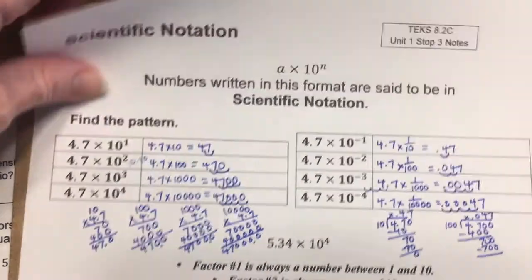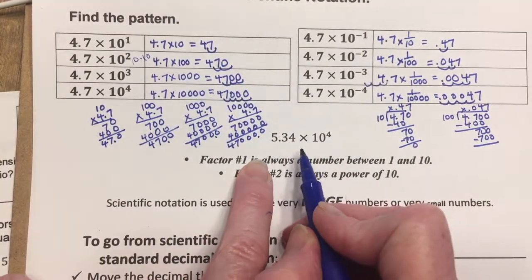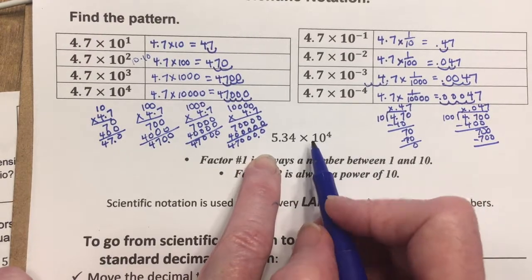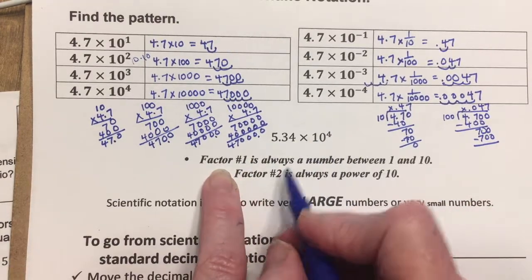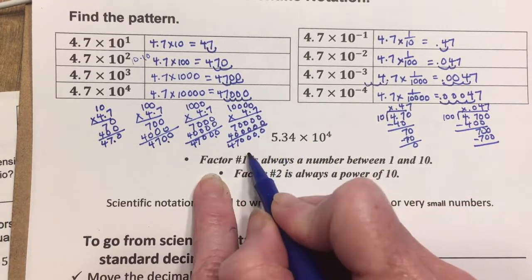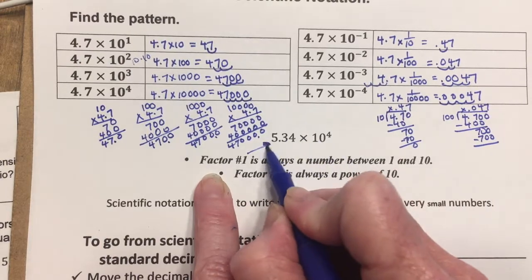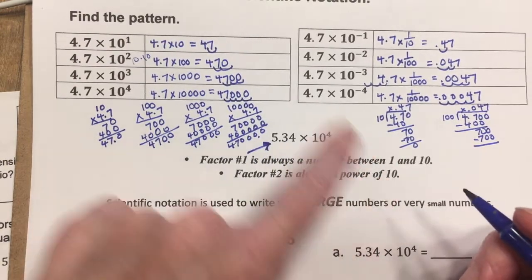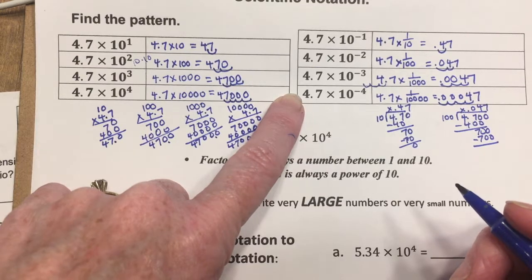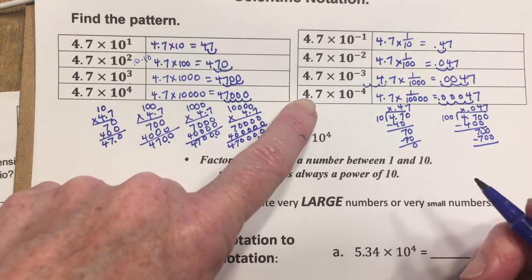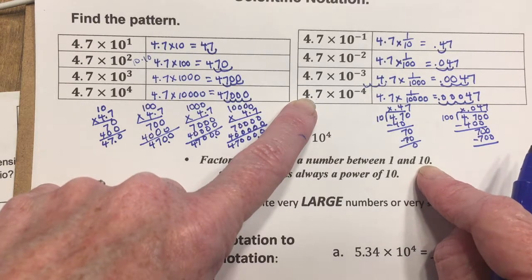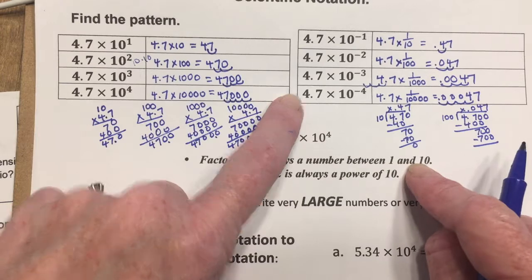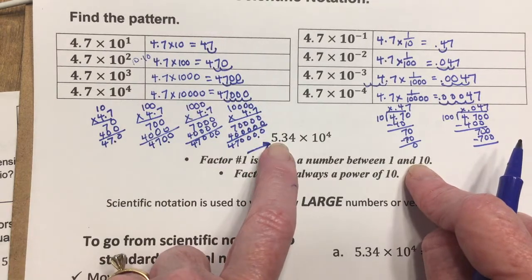All right, so 5.34 is a number that's been written in scientific notation. Now, there are some things that have to be true. Even in this form, there's a certain way to write it. The first factor, this number right here, 5.34, is always a number between 1 and 10. 4.7 is a number between 1 and 10. You can't use 47. That would not be between 1 and 10. You can't use 0.47. That's too small. This number, 5.34, we can't use 53.4. Has to be between 1 and 10.